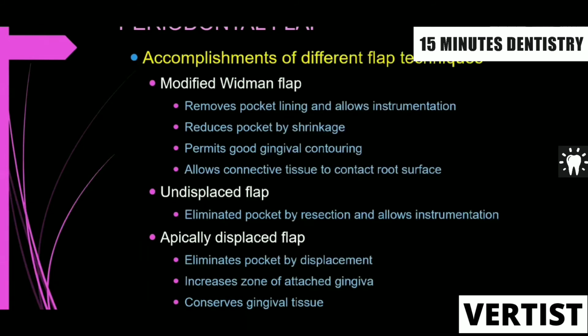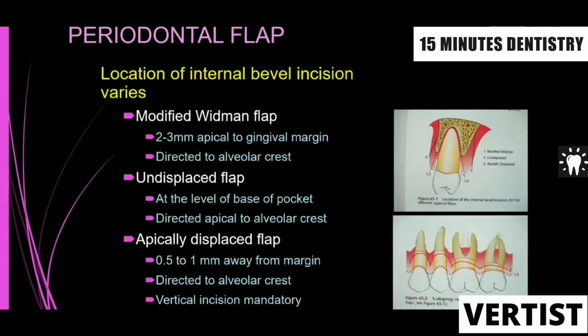So modified Widman flap basically removes the pocket lining and allows the instrumentation. It reduces the pocket by shrinkage, permits good gingival contouring and allows the connective tissue to contact the root surface. Whereas undisplaced flap basically eliminates the pocket by resection, because here we are completely removing the pocket wall, and it allows the instrumentation. Apically displaced flap eliminates the pocket by displacement. It increases the width of attached gingiva and it conserves the gingival tissue.